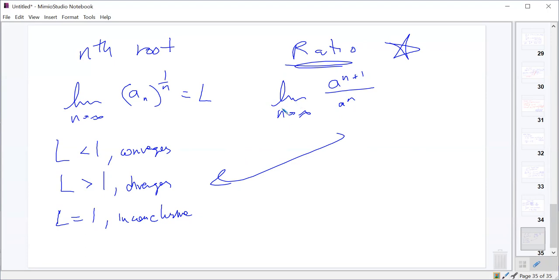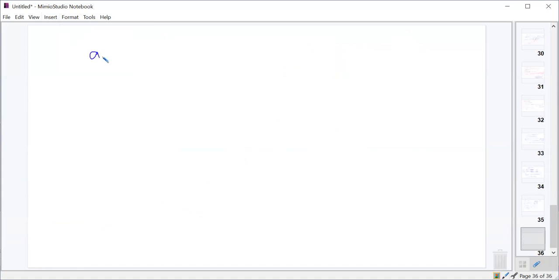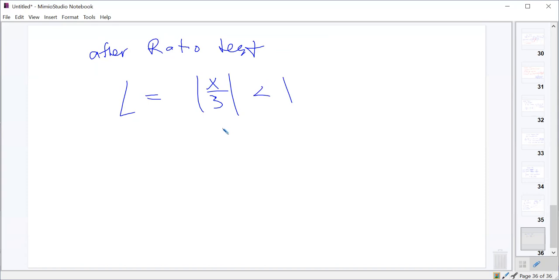And so you just go in and you take a look at your series and you do your ratio test. And once you've done your ratio test, you should get the base interval of convergence. Right? So after your ratio test, let's suppose we got something like L was equal to x over 3. Since this is not less than 1 or greater than 1 for all values of x, we figure out when is it less than 1. And so that'd be when the absolute value of x is less than 3, right?